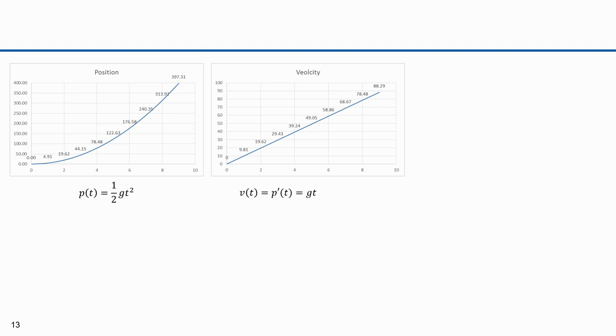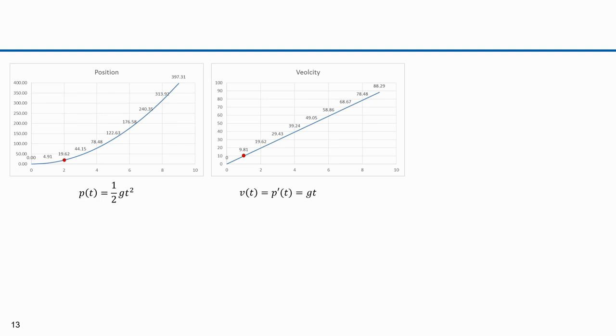Going back to the equations I derived earlier, the left is a position over time graph. The right is a velocity over time graph. Here is the position at 1 second based on the position function 1/2 gt squared. Here's the tangent line on the position curve at 1 second. And here is the slope of that line plotted on the velocity graph.